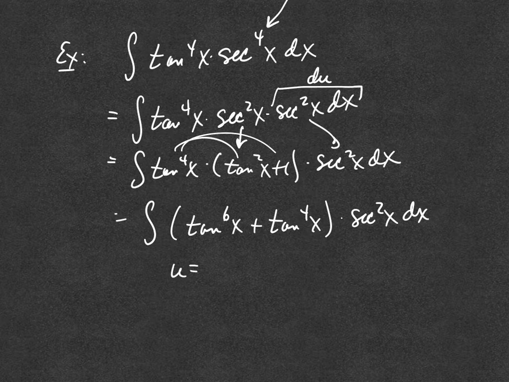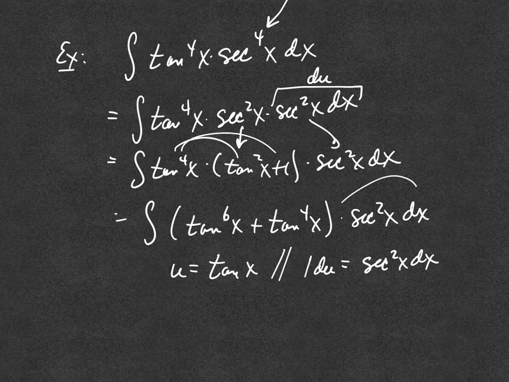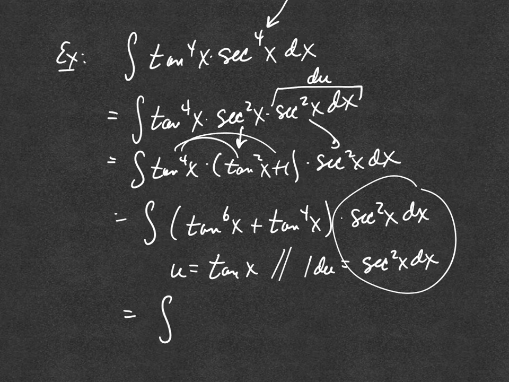Now u substitution works great, replacing the trig function raised to the power, tangent, with u. When we take the derivative of the substitution, the derivative of u is 1 du, and the derivative of tangent is secant squared of x dx. And there it is. That's why we did that, and why we left the secant squared at the end. So when I make my substitution, replacing tangent with u, I'll have u to the sixth plus u to the fourth, and then the secant squared x dx gets replaced with du.